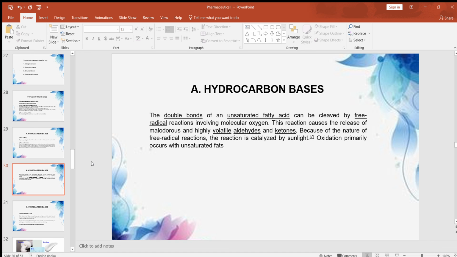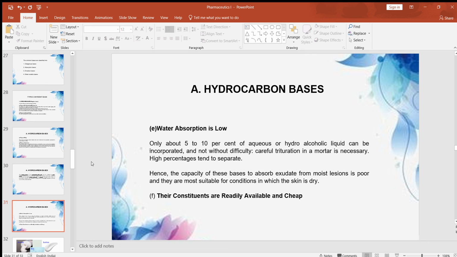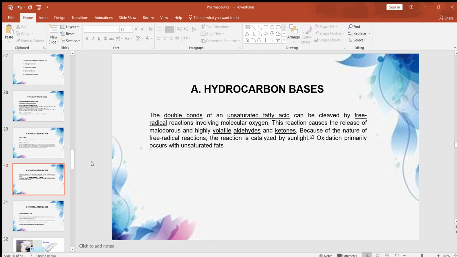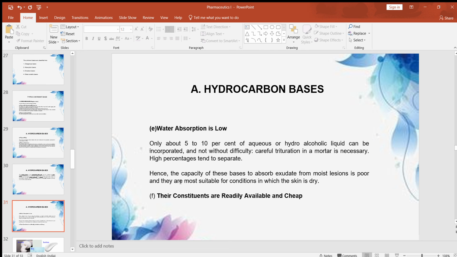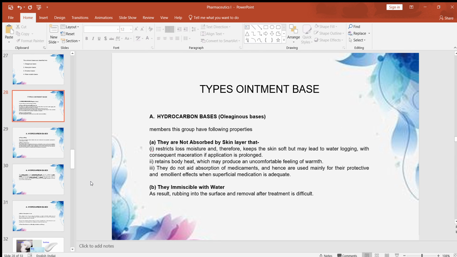Okay, and they have low water absorption, and their constituents are readily available and cheap. We have to understand these properties. Discussion on these properties of hydrocarbon bases we will do in the next lecture. So for the time being, I'll stop over here.